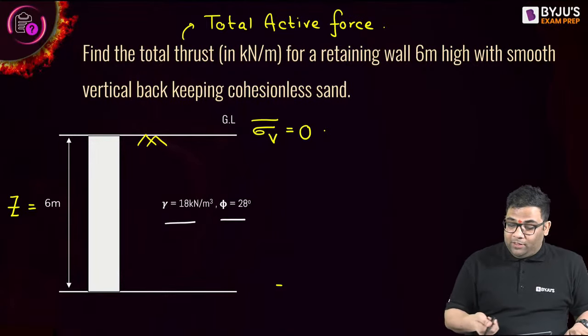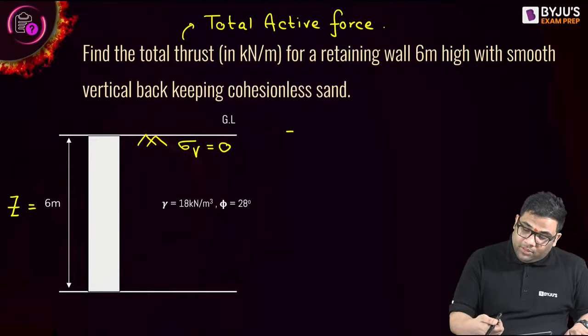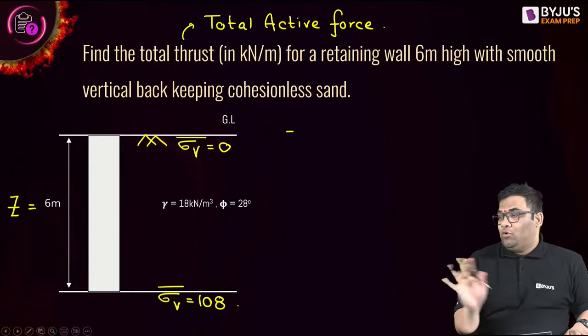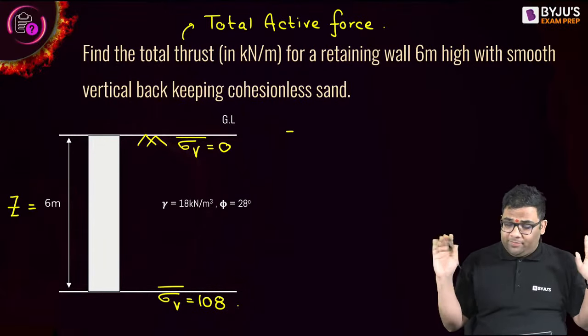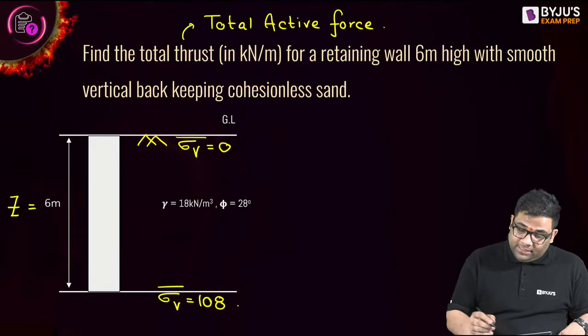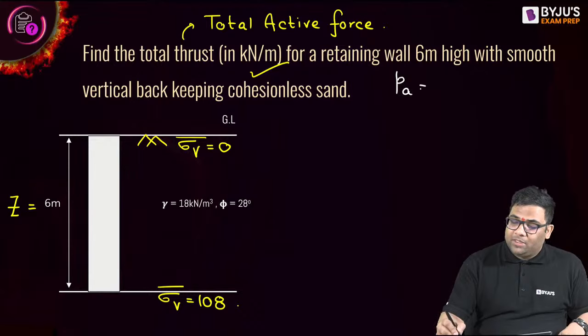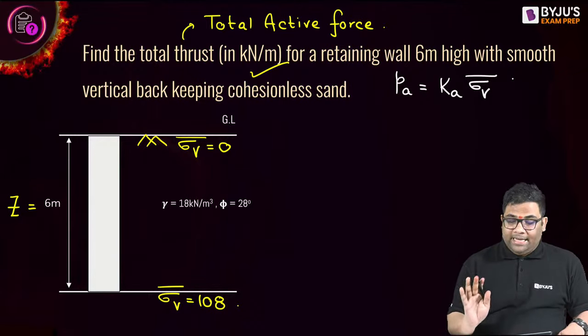108. So the first step is to find out the vertical stresses. At top, the vertical stress is 0. At bottom, it is 108. Easy. There is no water. Therefore, I'm not considering pore water pressure. Now go to the equation. It's given cohesionless soil. So, I can say that the active earth pressure will be simply Ka into vertical stress.